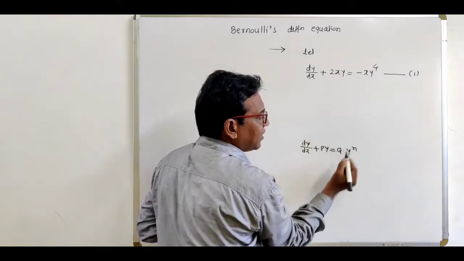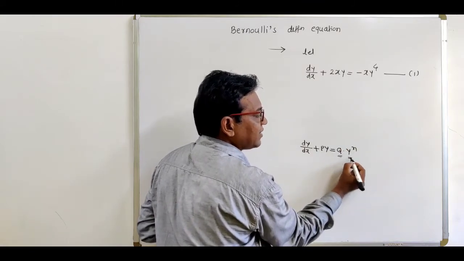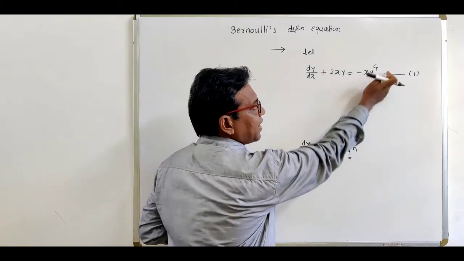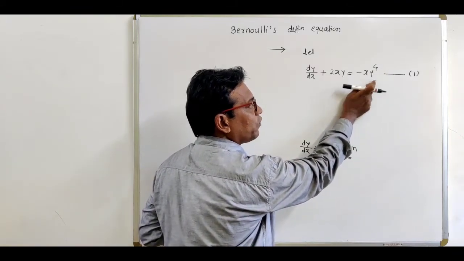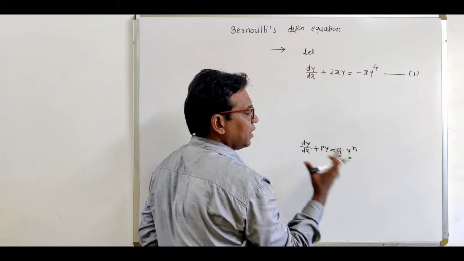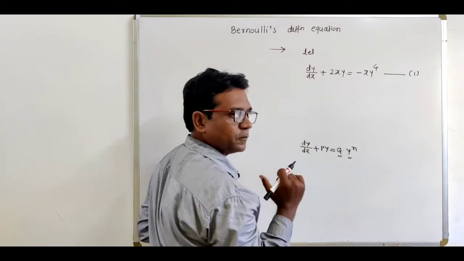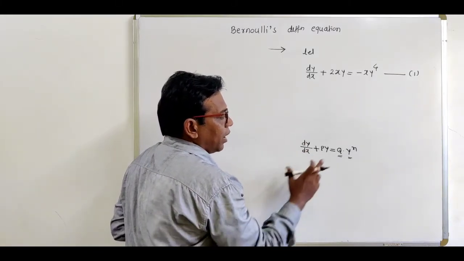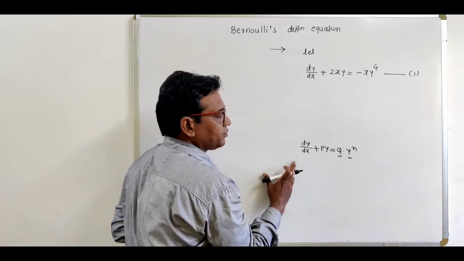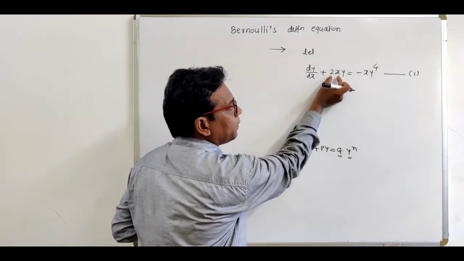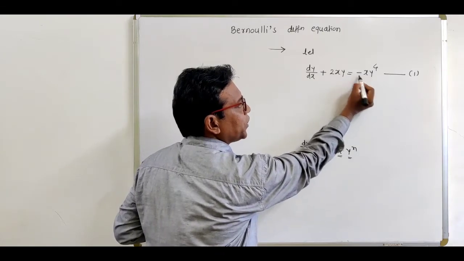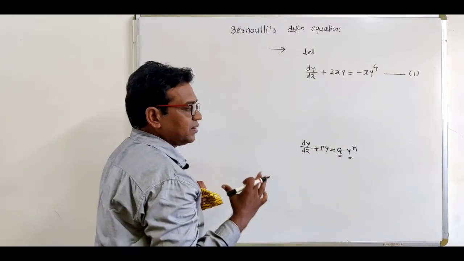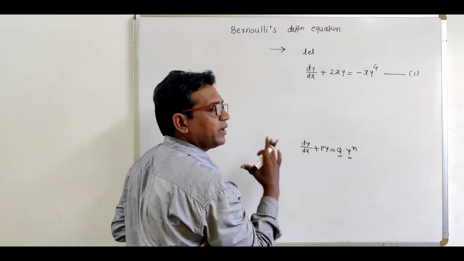The right hand side contains the product of x and y. What is q? Q is a function of x. So if the right hand side contains the product of x and y, then this may be a Bernoulli's differential equation. A differential equation of the form dy by dx plus p into y is equal to q into y raised to n is a Bernoulli's differential equation. So obviously what is given is a Bernoulli's differential equation.